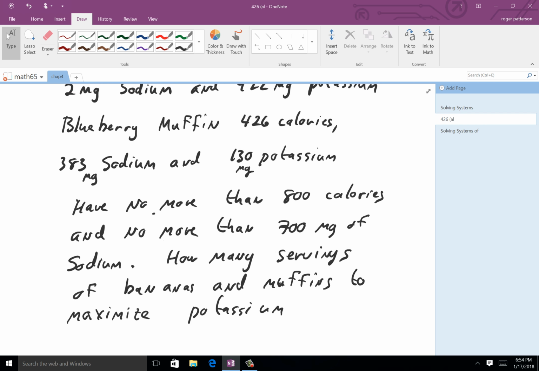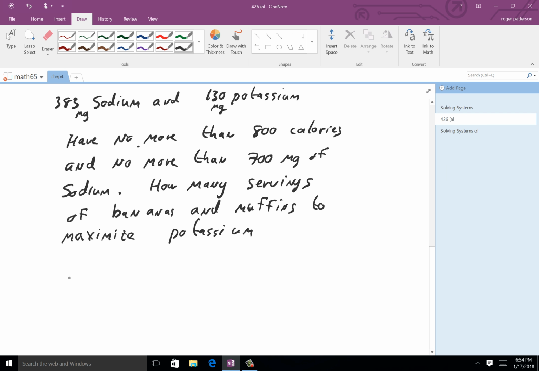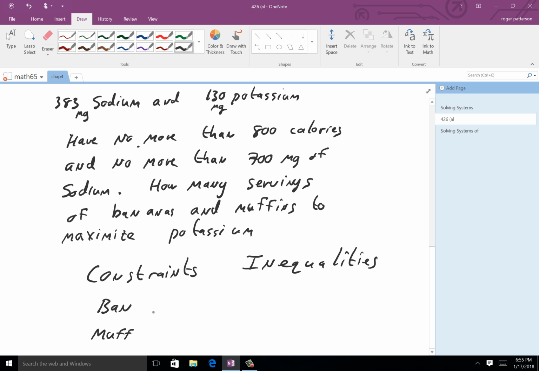All right, so first thing we're going to do is write some objective, or excuse me, some constraints. And constraints are just the inequalities. Okay? So, to make things kind of simple, we've got the bananas and we've got the muffins. So one of these should be X and one of them should be Y. You guys got a preference on which one you want to be X or Y?